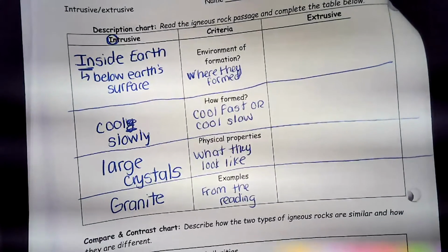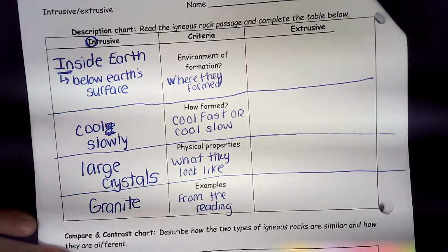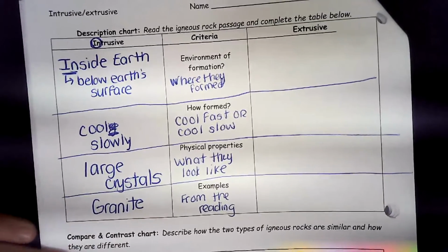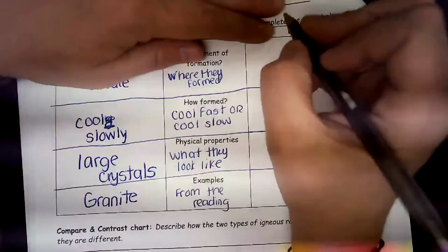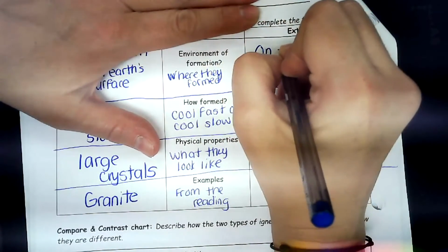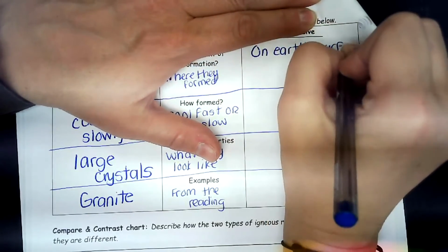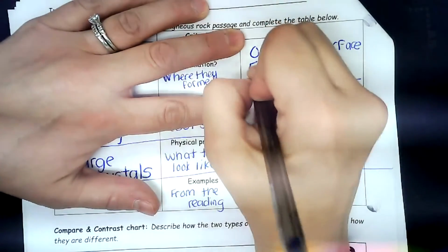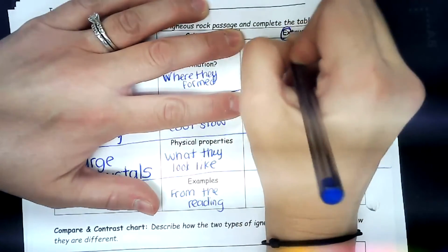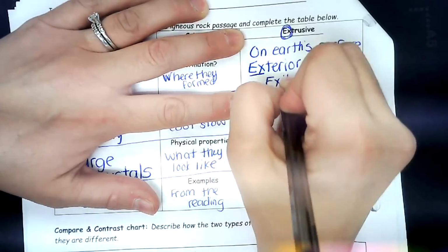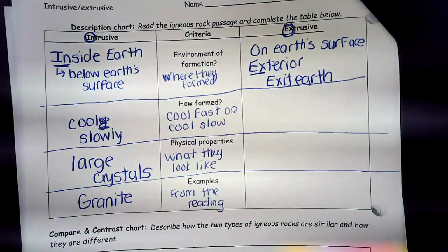This is different than extrusive. What is the environment of formation for extrusive? On Earth's surface. On the exterior. Like exterior, extrusive, they exit Earth. These are all the ways I remember extrusive.